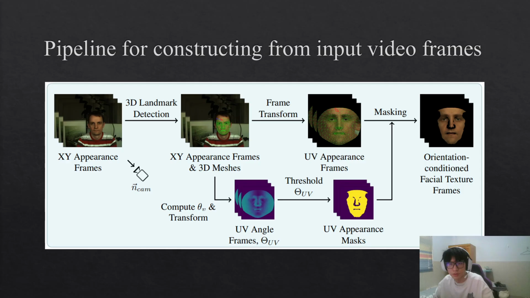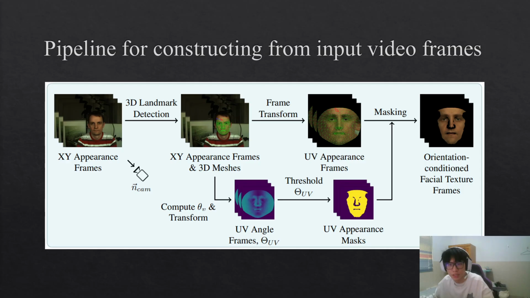First, the system establishes a camera normal vector, defining the camera's viewing direction. The system then performs three-dimensional landmark detection on this frame, creating reference points across the face. In the first processing track, the system processes visual appearance. It combines the three-dimensional landmark detection result to generate XY appearance frames and corresponding three-dimensional meshes.